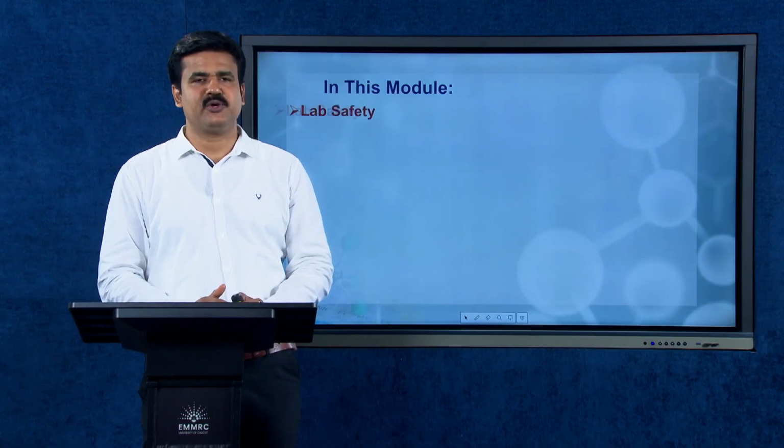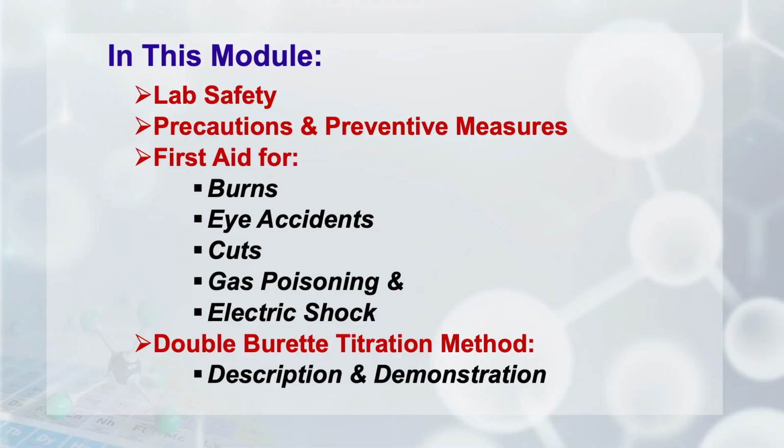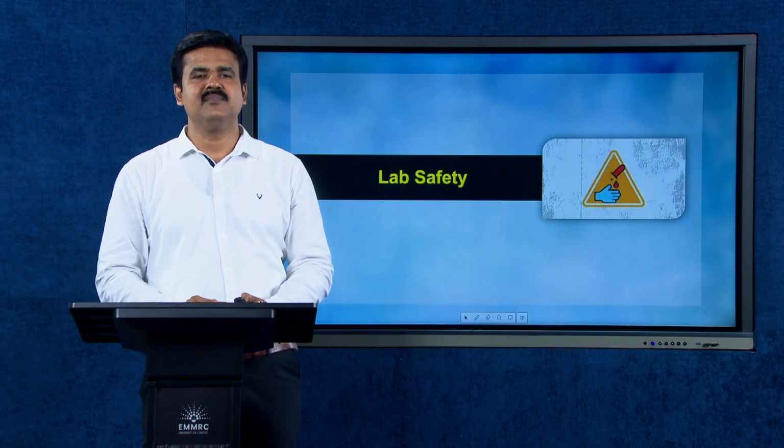The contents of this module are lab safety, precautions and preventive measures, first aid for burns, eye accidents, cuts, gas poisoning and electric shock. Double burette method of titration is also discussed here, and a description and demonstration of this double burette titration is also included in this module. First of all, lab safety.